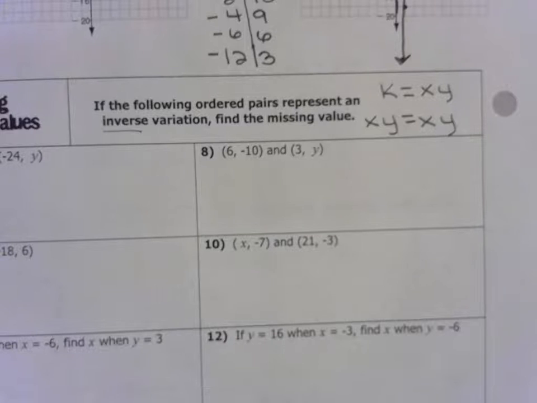So instead of direct, which was y over x, where you had to do a proportion and cross multiply, for inverse it's just x times y. So you don't have to set up a proportion because you're not dividing y and x, you're just multiplying them.